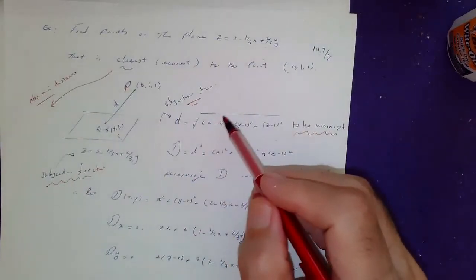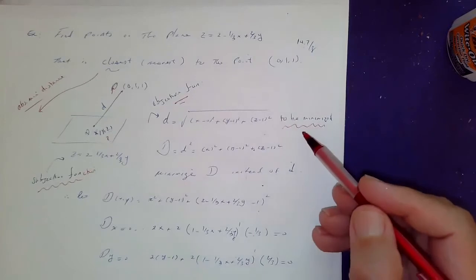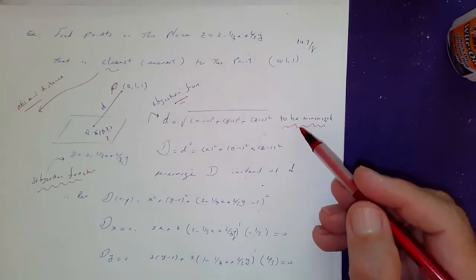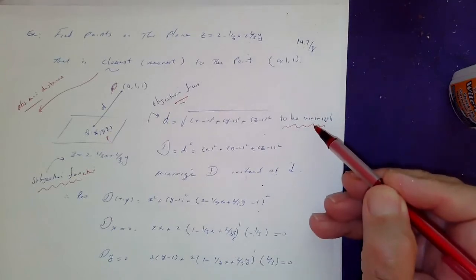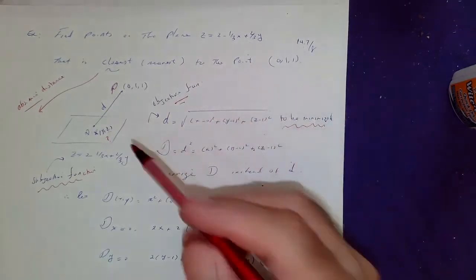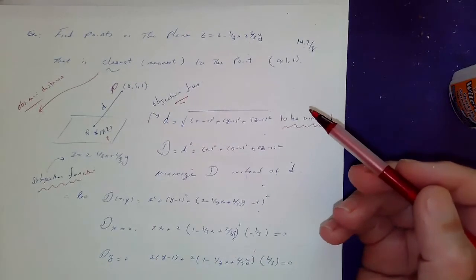So objective function is the function which is going to be optimized. Optimized means the best solution. Best solution in this case is to minimize the distance between the point and the plane.